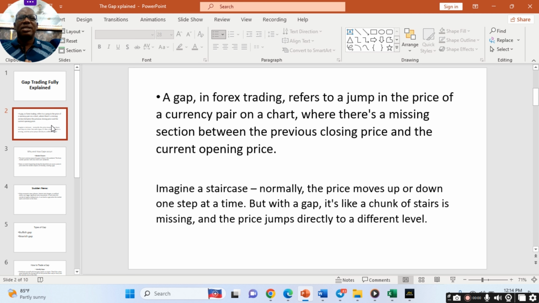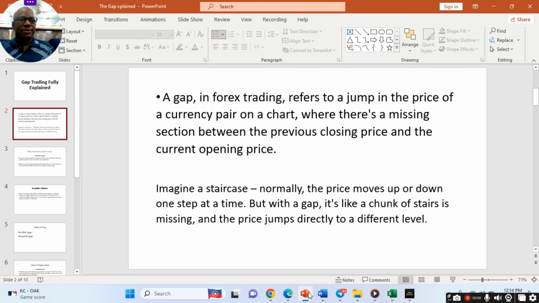Now, what is gap trading in Forex? A gap is just a jump in price. Prices move like a step. Normally, it closes and opens at almost the same price. But when there is a gap, it opens far below or higher than the closing price. The price moves like a staircase.